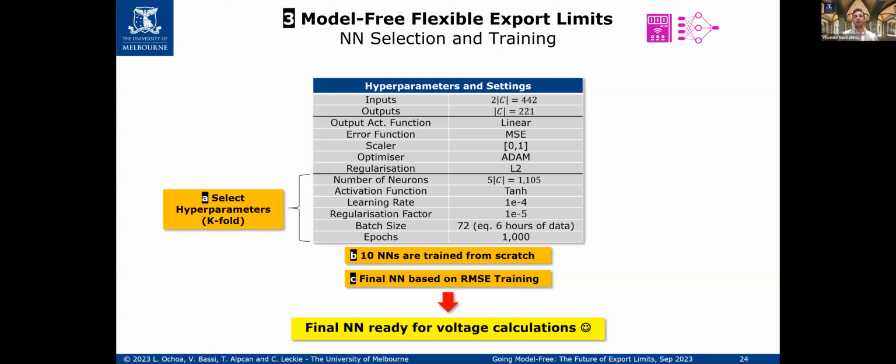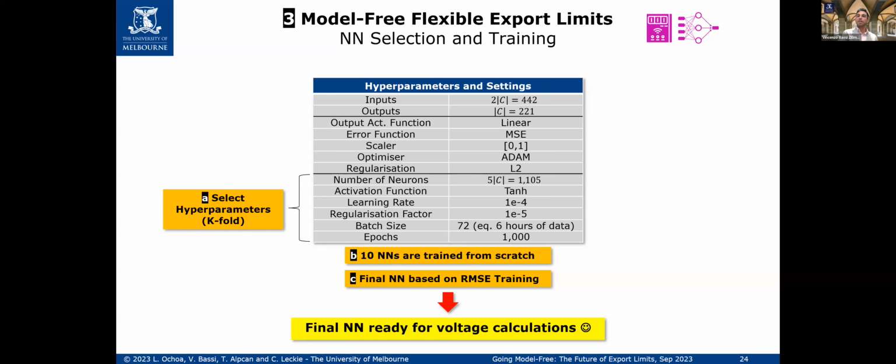Then we have this hyperparameter selection, which we do through a k-fold cross-validation, in which we select the best hyperparameters for this particular low voltage network. Here, we select the number of neurons, the learning rate, the regularization factor, the number of epochs, and so on.